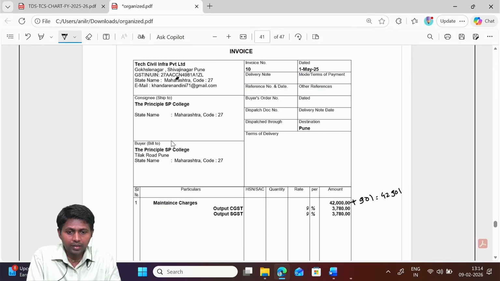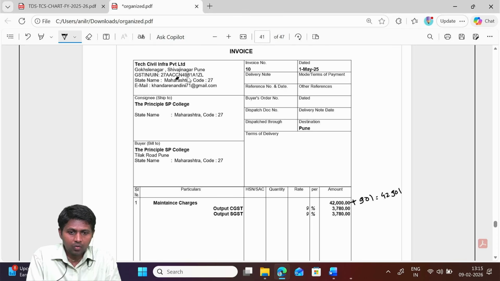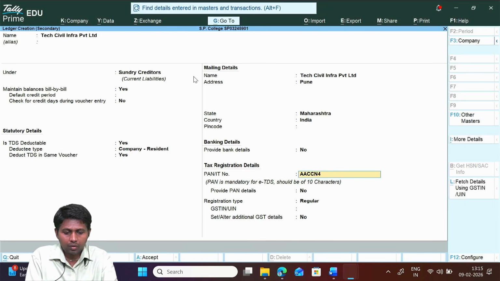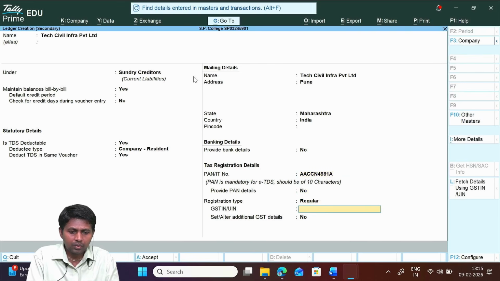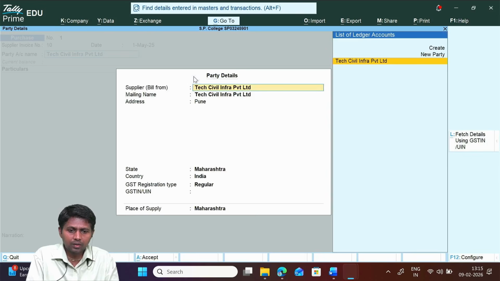Now, after state code AACCN 4981A, 4981A. This is the PAN. No GST details. And if you like, you can provide the GST detail, but don't waste time, because here we are focusing on TDS. Enter, enter, enter, accept. Now, these details we are also not having. These are correct. Control A, Control A.